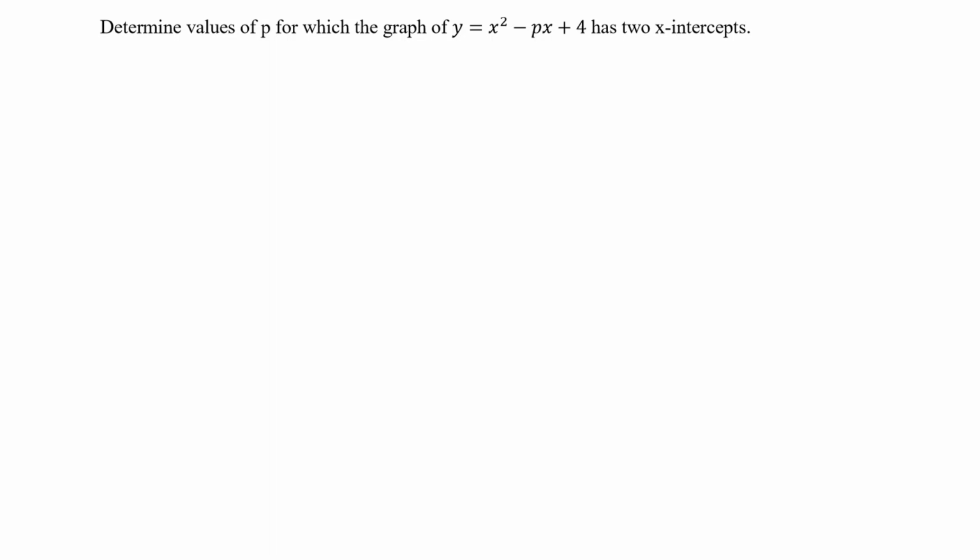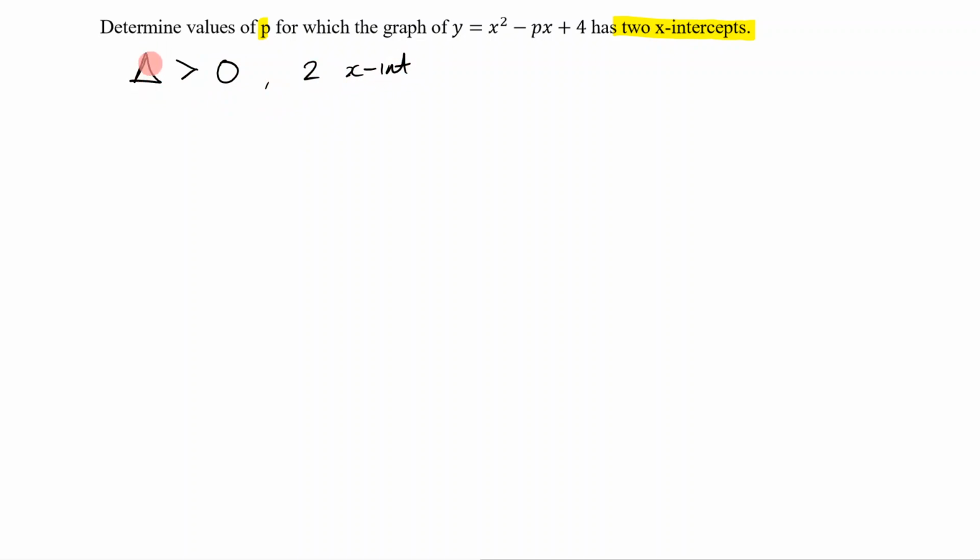Welcome. So in this video, we'll be answering this question before us. It says, determine the values of p for which the graph of y equals x squared minus px plus 4 has 2 x-intercepts. So the first thing that we need to notice here is because we have 2 x-intercepts, our discriminant is going to have to be greater than 0. And that's because we have 2 x-intercepts.